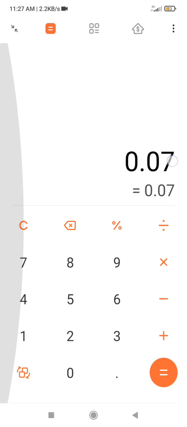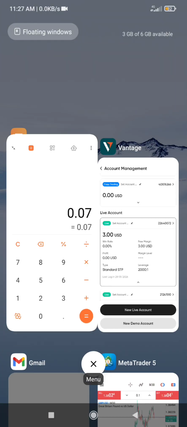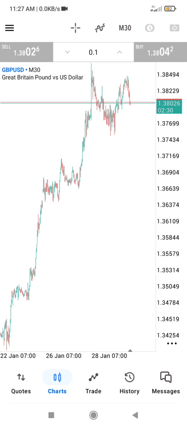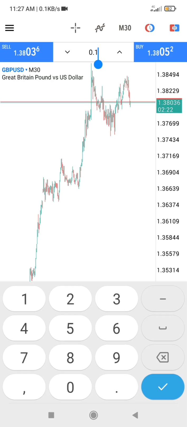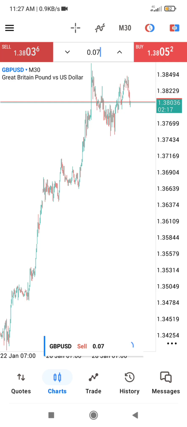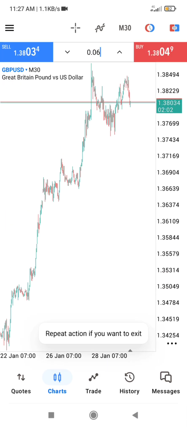So let us go to MT5 now and try opening 0.07 on MT5. So we can now see that when we come over here and we add 0.07, then we want to sell, you see we are still getting not enough money. But anything lower than this, you can open with it. So if I try to open with 0.06 now, it will go through.